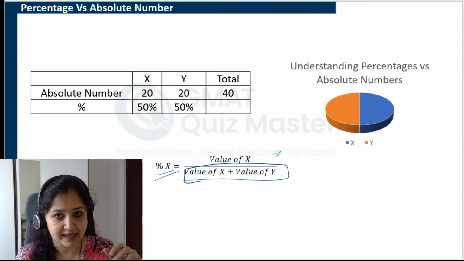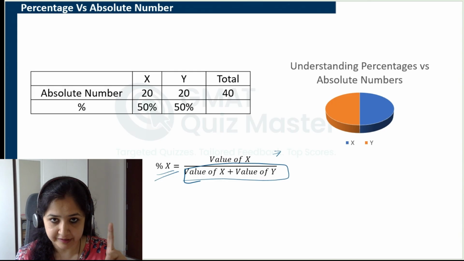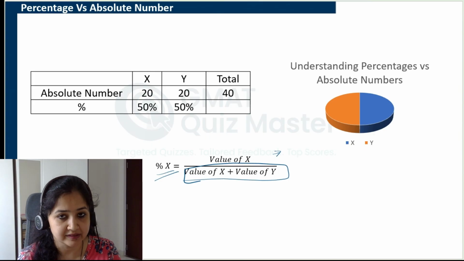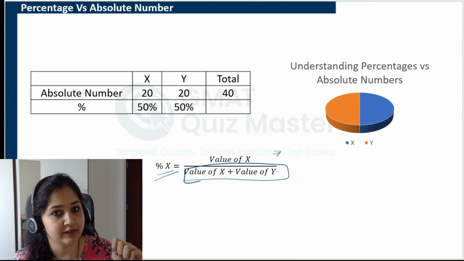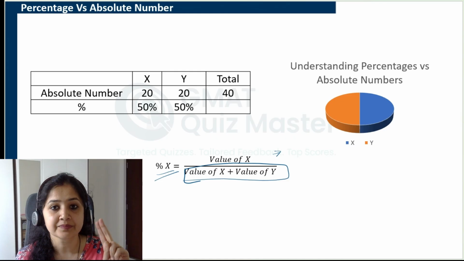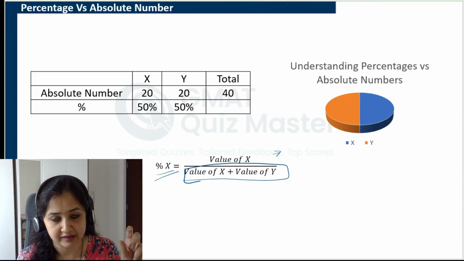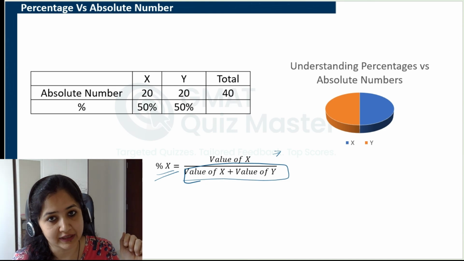Now, with this understanding, we will consider two cases. The first case in which we know that value of X has increased. So, what all inferences can be drawn in that case? That is the first case. The second case is when we know that percentage of X has increased. So, what all inferences can be drawn in that case?